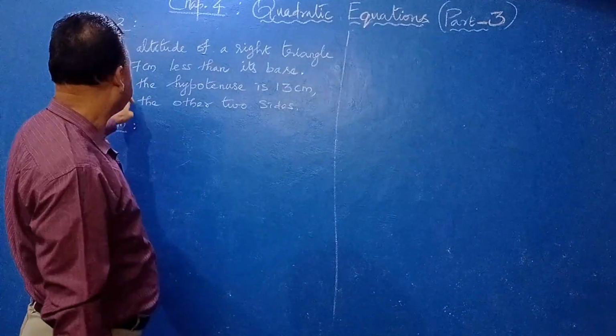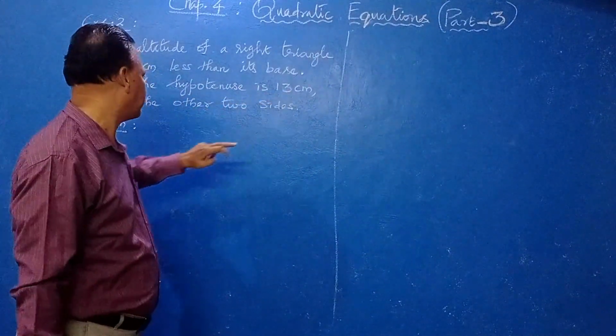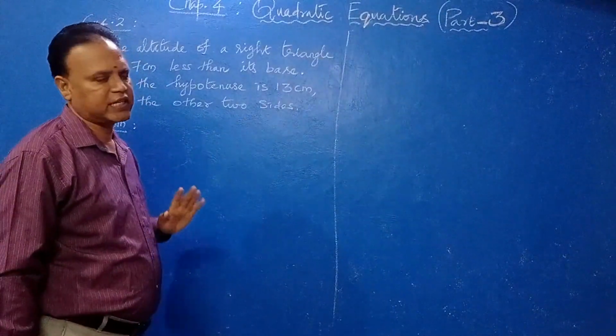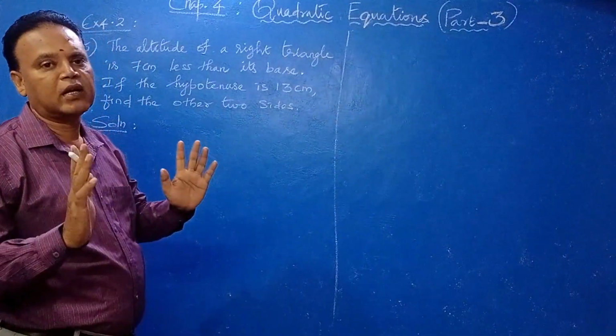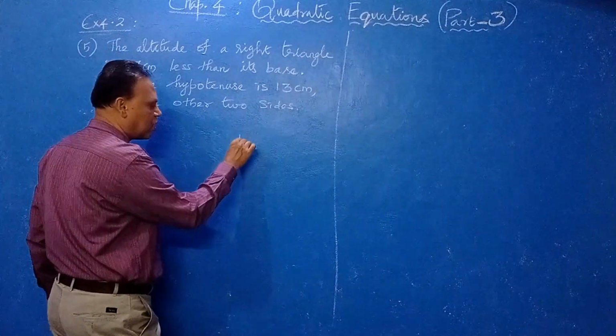If the hypotenuse is given as 13 centimeter, find the other two sides. That means you should know the right triangle. Clear? So first draw the right triangle.